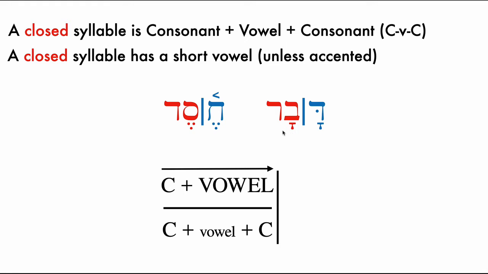Da, var. This is closed. It has one consonant, one vowel, and another consonant. It's a closed syllable, but it's accented. The last syllable of every word is accented unless otherwise noted. And so it's allowed to have a long vowel.